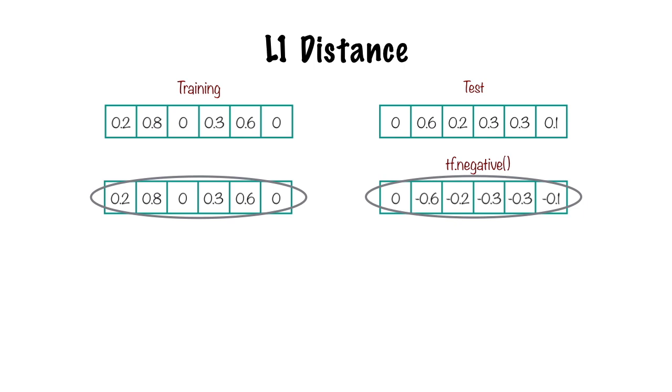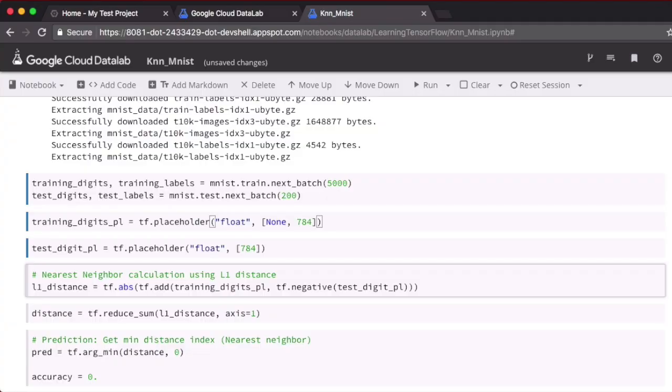The original elements representing each digit were pixel intensity values. These are now negated. They'll be either 0 or a negative value for our test digit. Once we have the negative, the next step is to call tf.add on the training digit and the negative of the test digit.